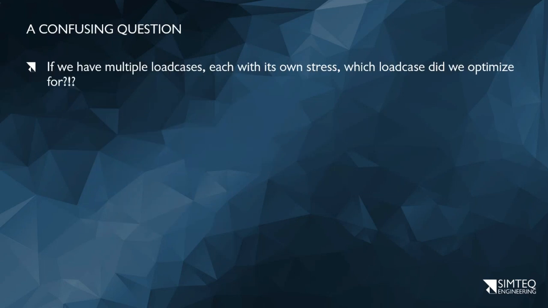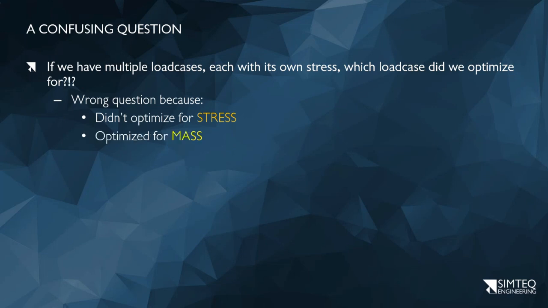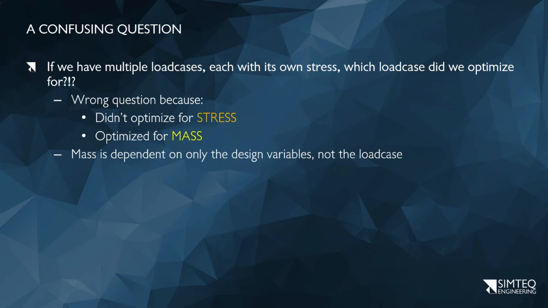Okay, so then we have a question I've had a couple of times. If we stand back a bit, and now we've run 10 load cases, each has its own stress limits, displacement limits, whatever. So which of these load cases did we actually optimize for? And the answer is it's totally the wrong question, because we didn't optimize for stress, we optimized for mass. Stress is a constraint.